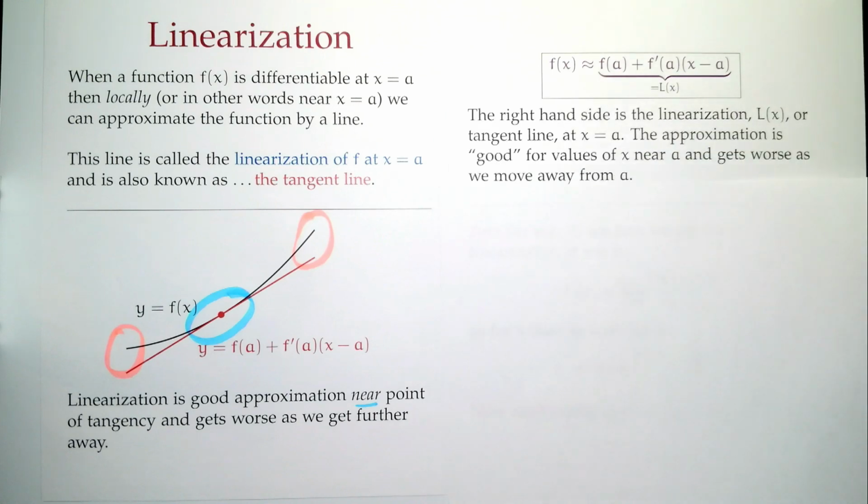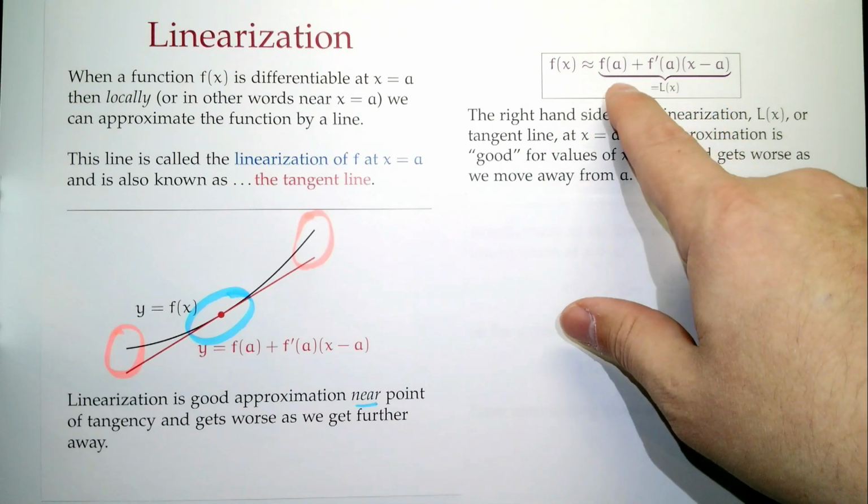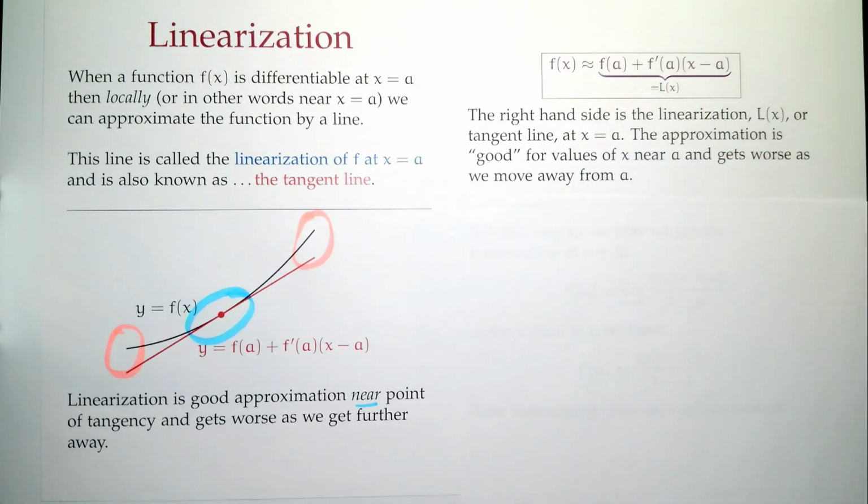All right, so the linearization is our tangent line. Sometimes you'll see this L of x. It's f of a plus f prime of a times x minus a. And again, we're best when we're near a.